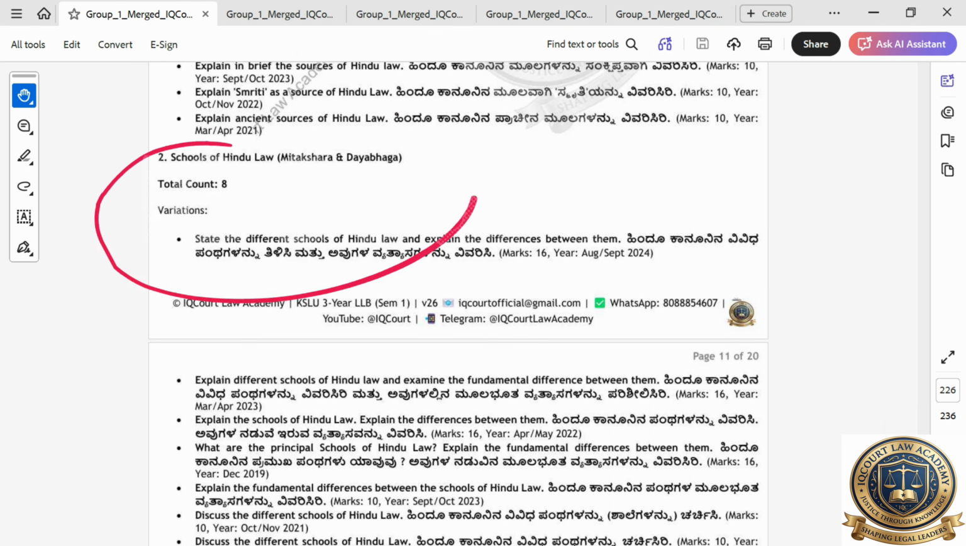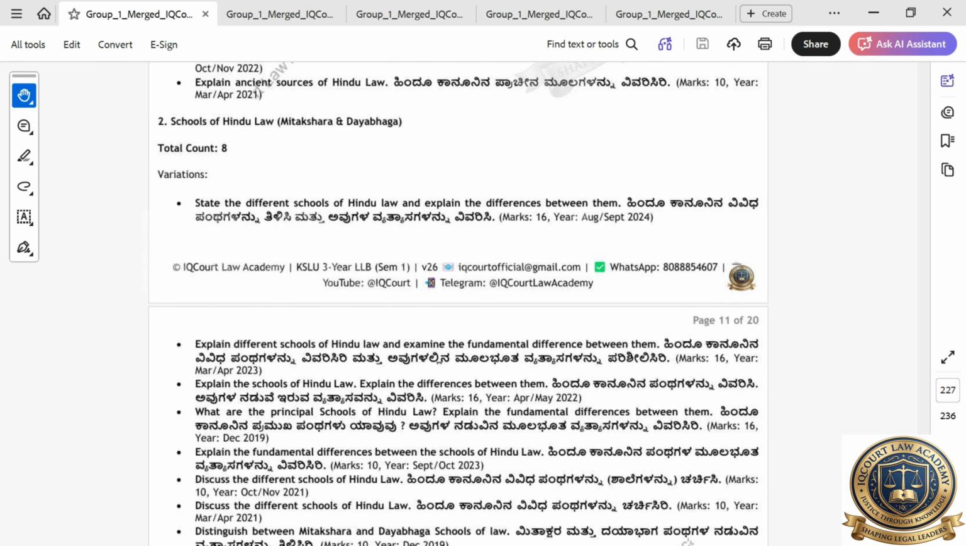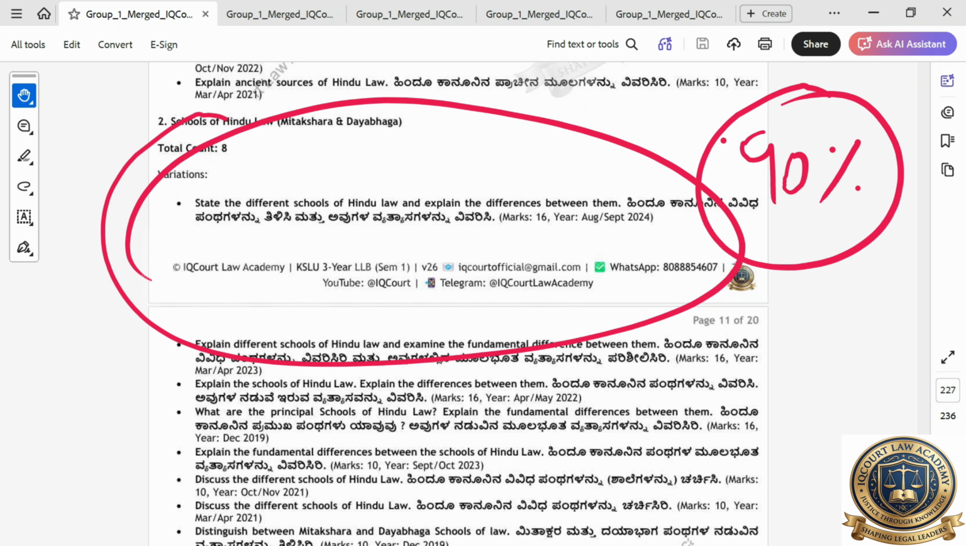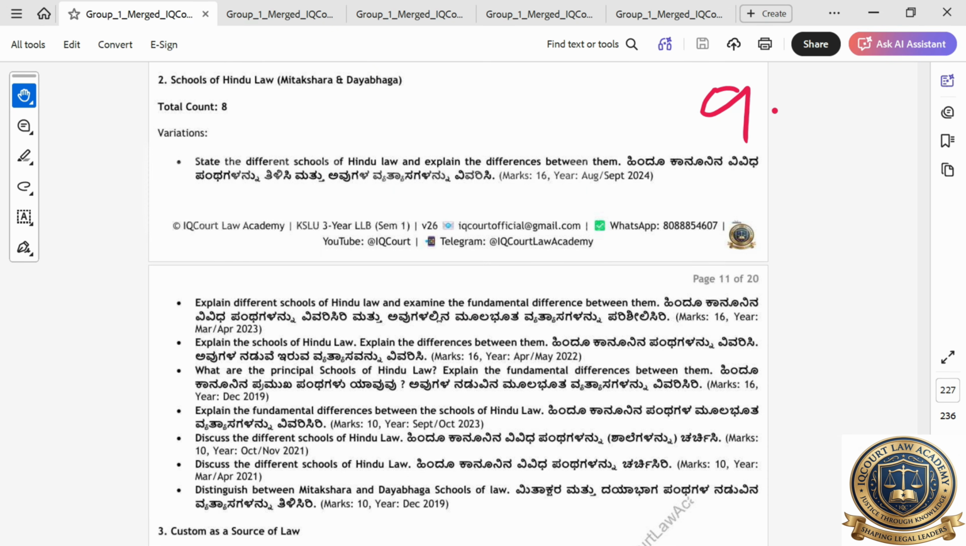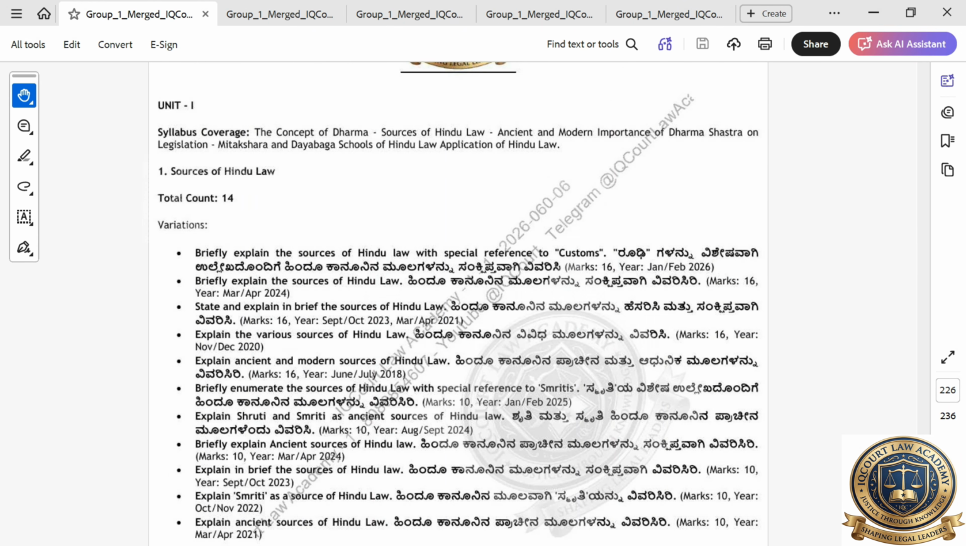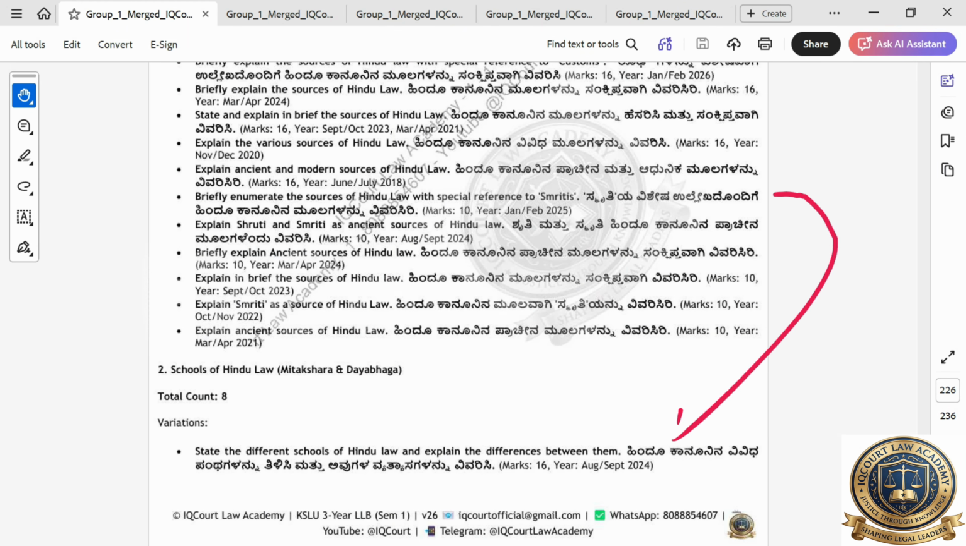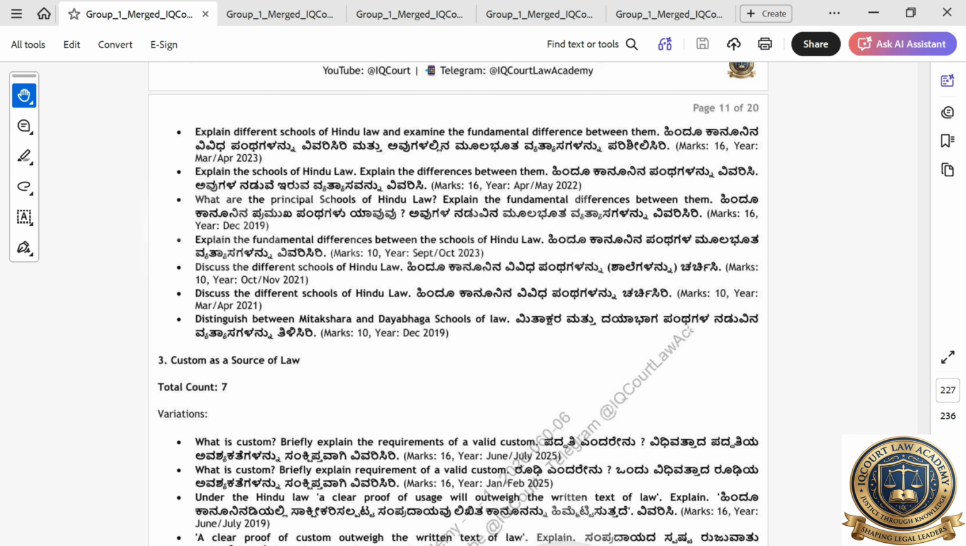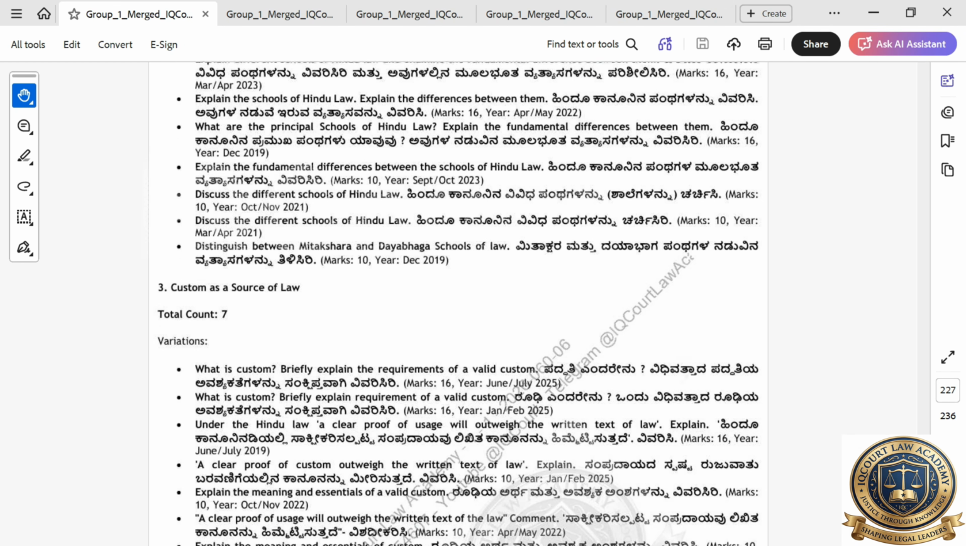The next question, schools of Hindu law, Mitakshara, Dayabhaga. This is the question, and it is a 90% most probable question. No, this time I would say 99% probability is there. You will get it in the exam. Compared to the others, this has the highest probability. Explain the different schools of Hindu law. Examine the fundamental differences between them. You have to write all the various schools and the differences.